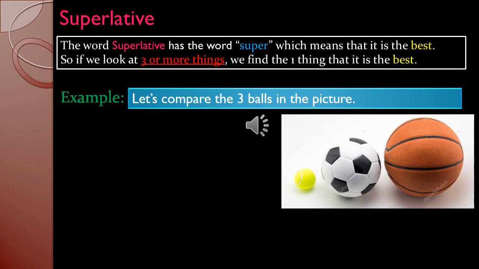So for our example, we will add an extra ball. So first we have the tennis ball and the soccer ball. Now we're comparing 3 balls from the picture, and ball number 3 is a basketball. Alright, hopefully you know what these balls are, so this should be nice and easy. Let's make some easy sentences from here.